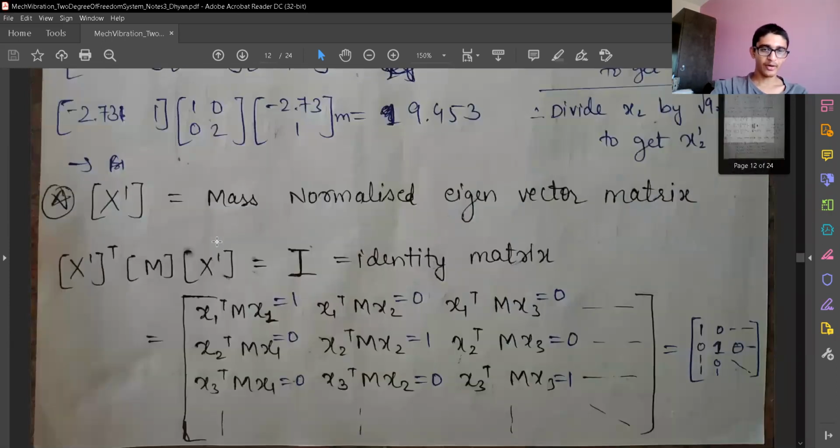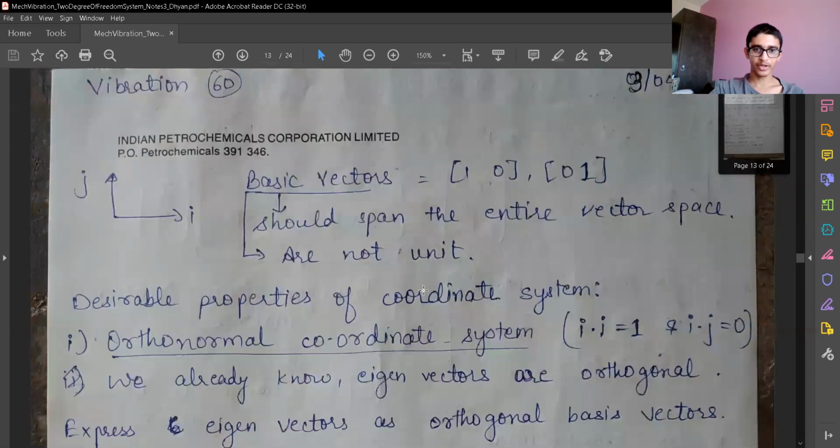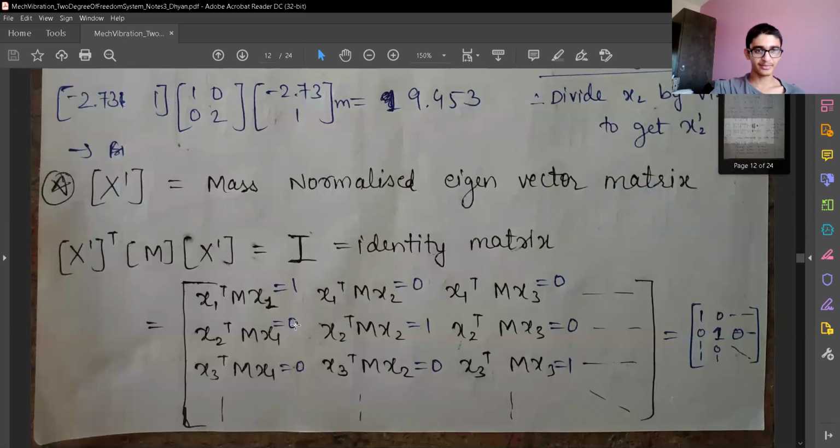So let's see the mass normalized eigenvector matrix. These are xi, which are the mass normalized eigenvector matrix. And when I do this operation, we are getting the identity matrix. That's what we have to prove here. So I'm just going to prove it for a generalized matrix for your understanding. So x1 transpose into m x1 is equal to 1. x1 transpose into m x2 is equal to 0 because of the orthogonality condition.